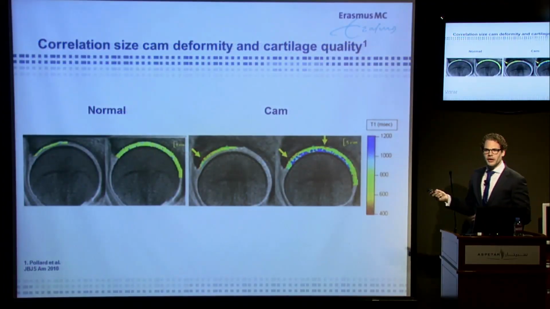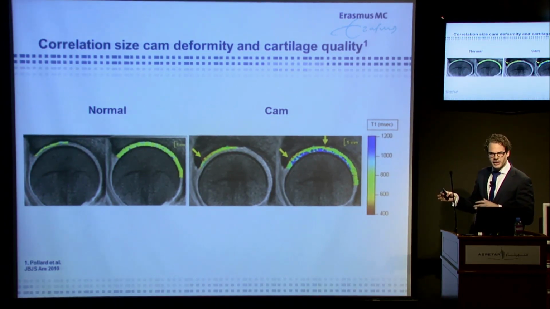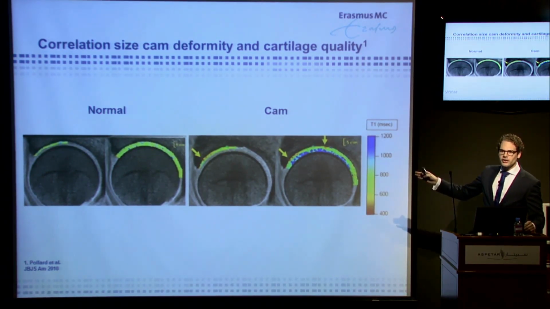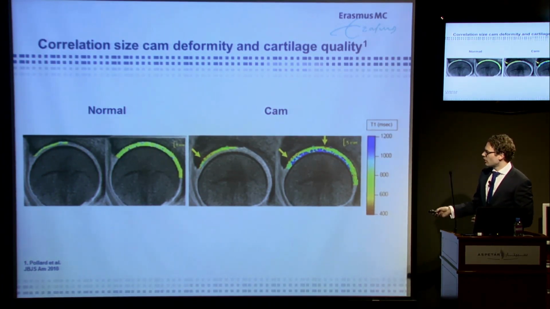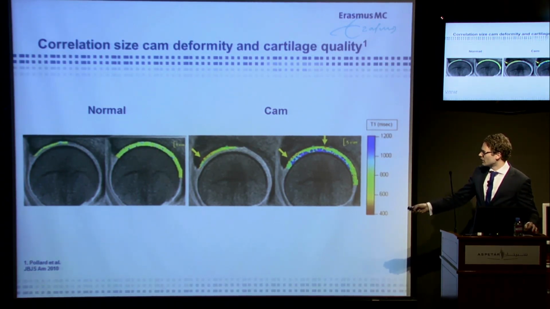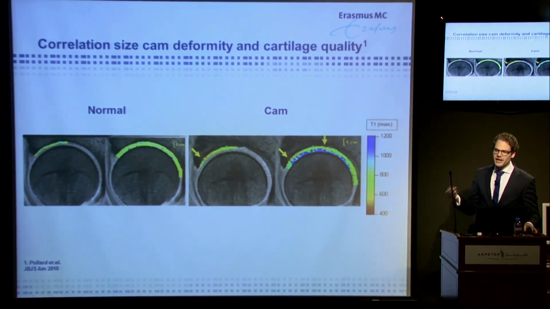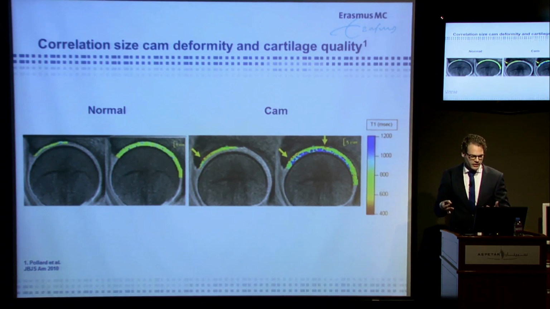And this is nicely shown by a study using dGEMRIC. I won't go into detail of this imaging technique, but it's basically an MRI-based technique in which you can visualize the cartilage and it will say something about the quality of the cartilage. On the left side, you see a normal hip without cam deformity. So this is the femoral head, again, and here's the acetabulum. The more green, blue the color, the better the cartilage. So basically in a normal hip, there's normal cartilage of normal quality.